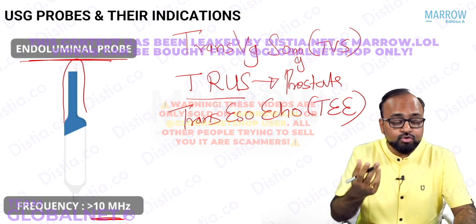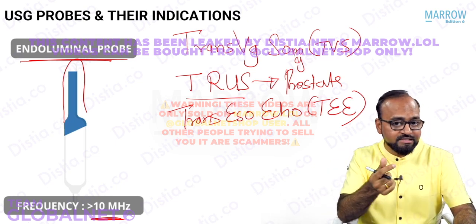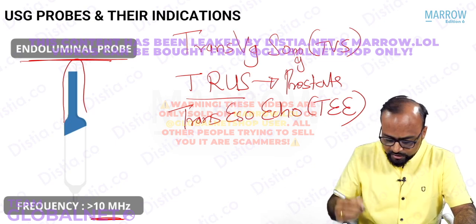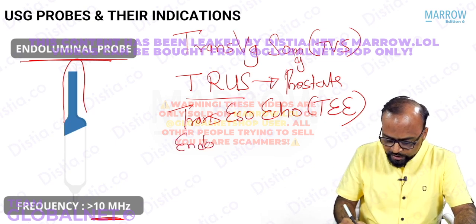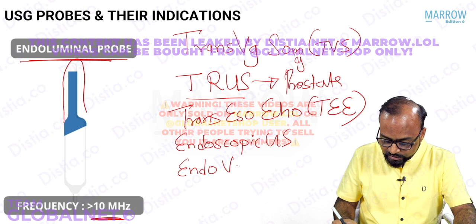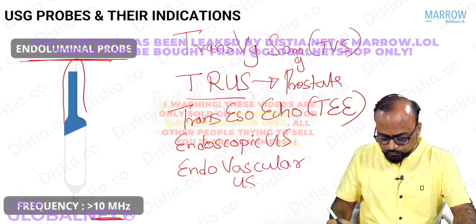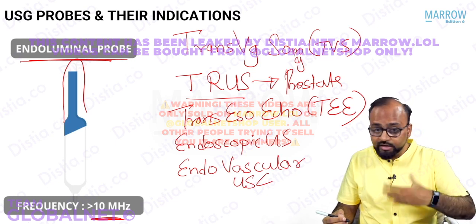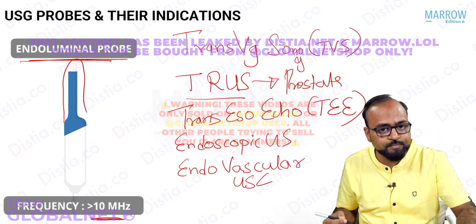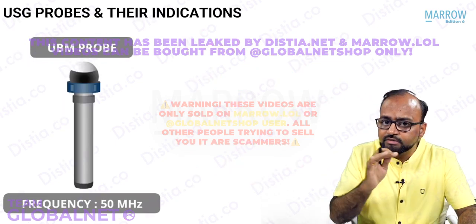right? Endoscopic ultrasound can be done, a gastroscopy, duodenoscopy is done, an ultrasound device is there, so pancreas head, pancreatic duct can be very well seen. So endoscopic ultrasound can be done, right? Endovascular ultrasound has also been devised now to assess the vessel wall. Right, so all the endoluminal probes have a very high frequency. They are very small probes, elongated probes. One of the probes which has the highest frequency, right?